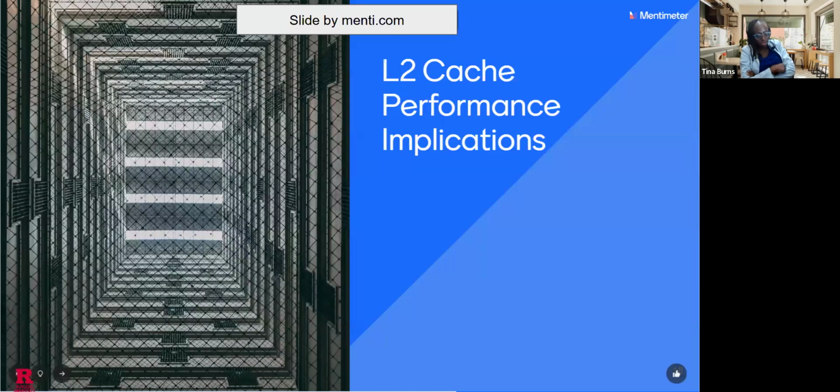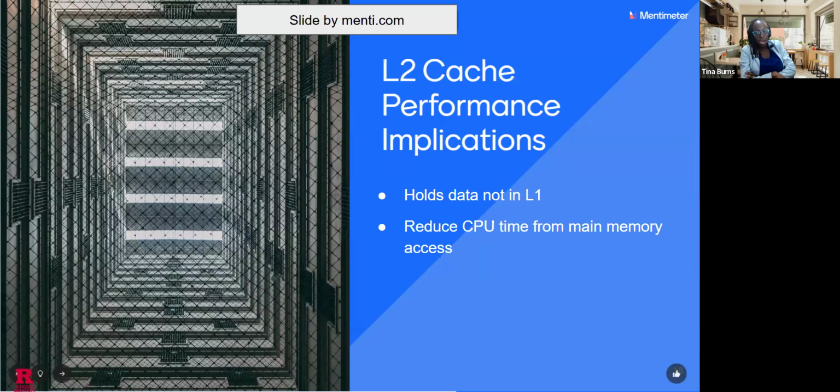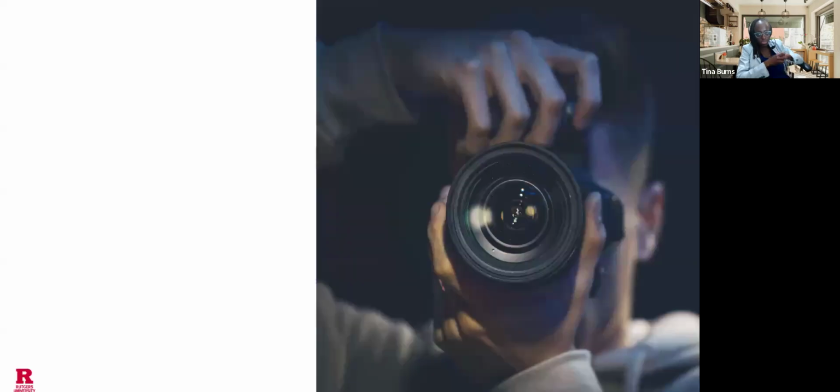Now, when we talk about performance implications, how does this help our computer? It helps us by storing that data that we don't have in the level 1 cache. It's still going to reduce the CPU to main memory access. Now, keep in mind that the L1 cache really increased our performance overall. This one is going to be an addition to that and really help you decrease the time that it would take you to get to that main memory. And it will, of course, improve your system performance.